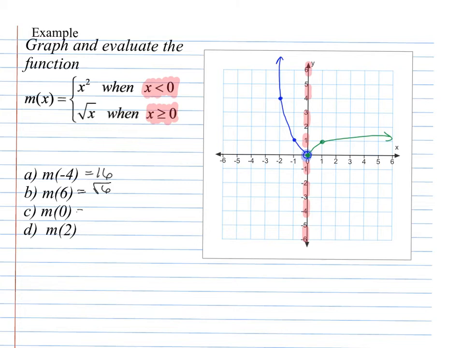For 0, the only place where it's equal to 0 would be the square root of x. So if I have square root of 0, that is equal to 0. And again, for 2, I would have to plug it in for the square root. And since it doesn't simplify, it would be just square root of 2.